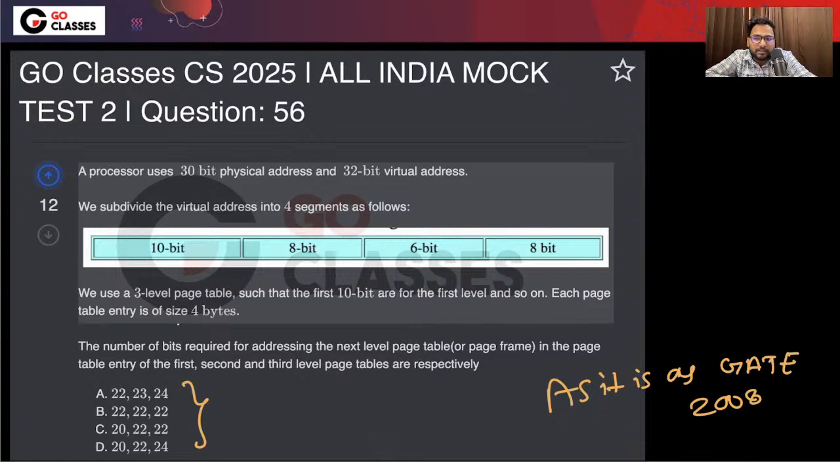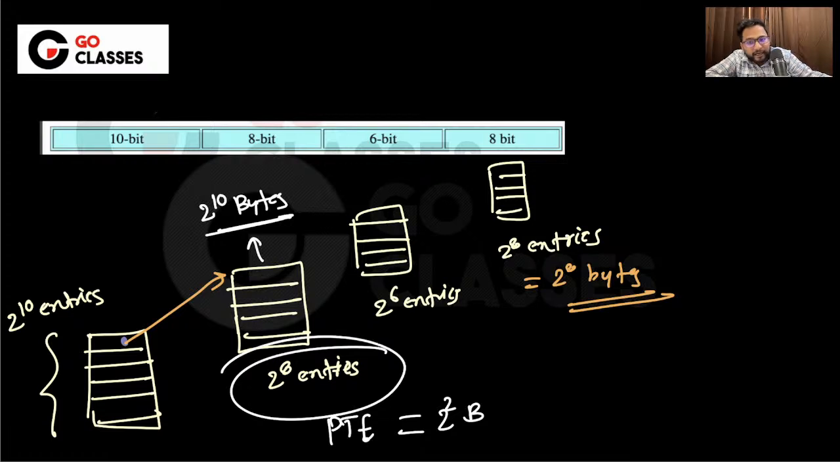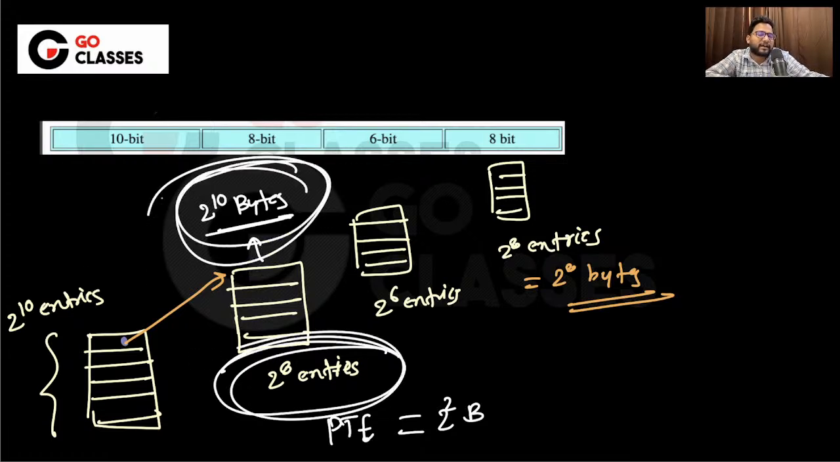Page table entry size is 4 bytes, right? 4 bytes is given to you, which means 2 power 2 bytes. So if this is 2 power 2 bytes, then what is the size of this? This will be 2 power 10 bytes in terms of the size. In terms of the entries it is this. In terms of the bytes, the size is this. In terms of the entry size it is this. In terms of the byte size it is this, right?